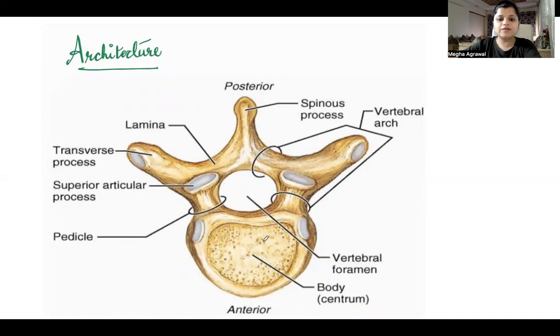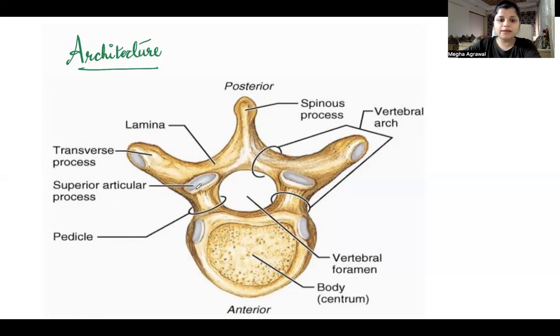This is the anterior vertebral body, as you can see, and this hole posteriorly is the posterior arch. In this posterior arch, laterally we have two cylindrical pedicles attached to the vertebral body, and there are two flattened lamina, and then this is the spinous process posteriorly.